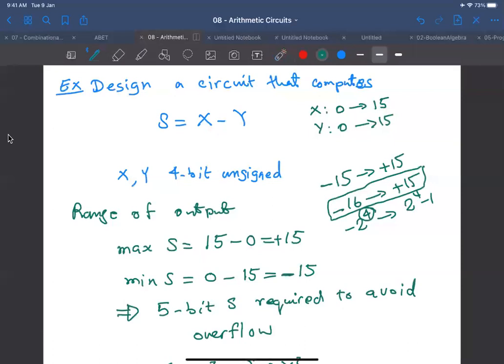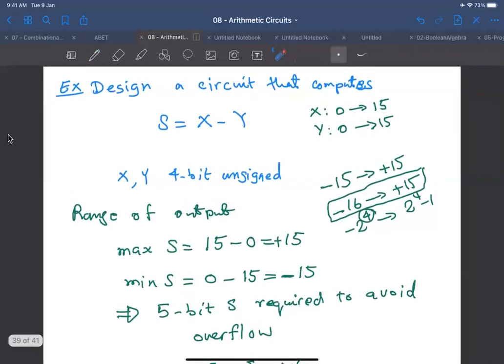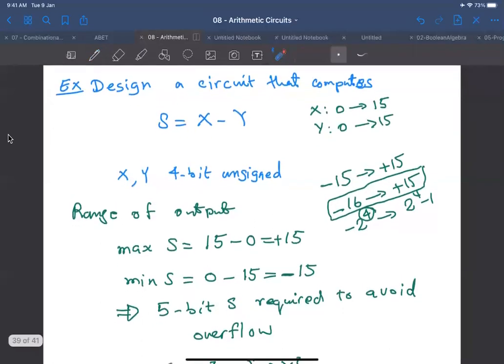So what is the range? It's from minus 16 to 15, so you need 5 bits again for S. So we need to extend X and Y to 5 bits rather than 4. Do we use sign extension or 0 extension here? 0 extension. Excellent, because the inputs are unsigned, which means they are always positive, not negative. So we append the 0 to their left.